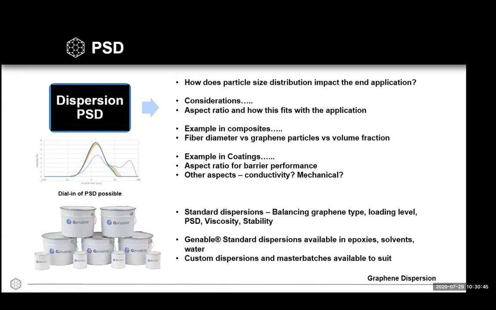Where does this all end up? Clearly we have dispersion products that we offer to the market, and our principal product offering is in two forms really. Standard dispersion, so balancing the graphene type, the loading level, the particle size, the viscosity, the stability. We have a range of standard dispersions in a range of different epoxies, solvents, water, and so on. And then custom dispersions as well, and masterbatches to suit the end-use application.